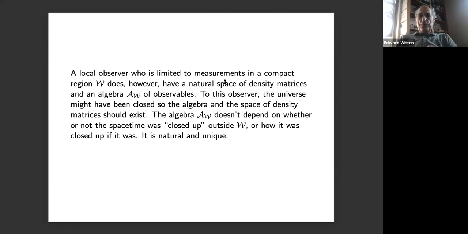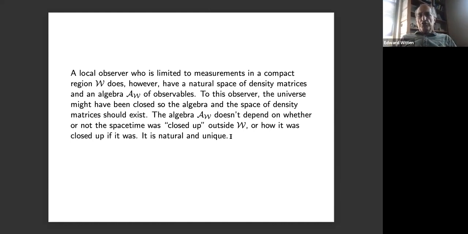However, a local observer who's limited to measurements in a compact region W does have a natural algebra of some kind and, informally, a natural space of density matrices. To this observer, the universe might have been closed, so the algebra and the space of density matrices should exist. The algebra doesn't depend on whether or not the spacetime was closed up outside W, or how it was closed up if it was, so it's natural and unique.